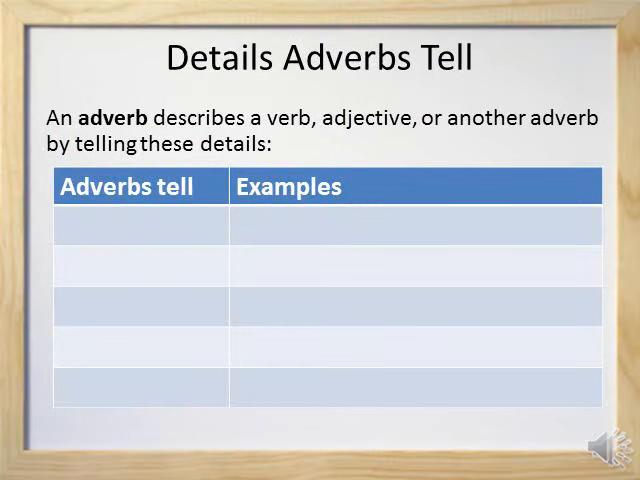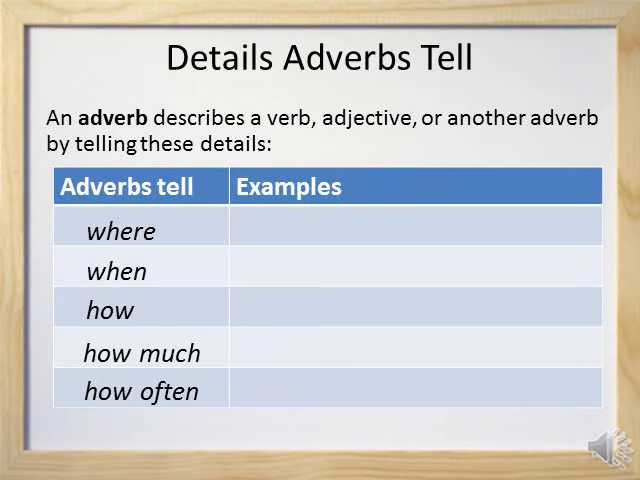An adverb describes a verb, adjective, or another adverb by telling these details. Adverbs tell where, when, how much, and how often. Here are some examples. Where? We parked the car here. The action or verb of the sentence is parked. Do you see the word that tells where we parked? Here. Here is an adverb because it tells where we parked.